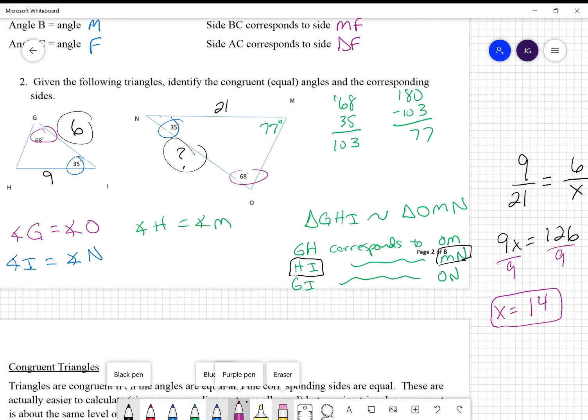Okay, so knowing proportions, how to solve proportions that we did in an earlier lesson, will help us solve our similar triangles.